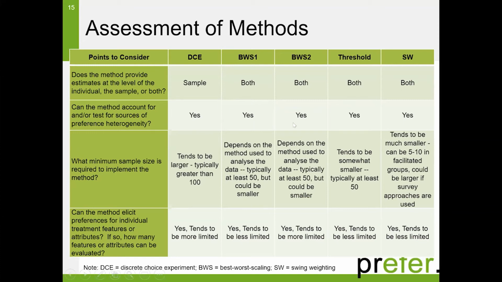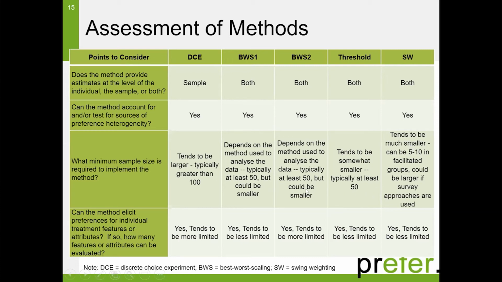All 5 methods can be used to address preference heterogeneity, but they differ in the ways in which it is addressed. Sample size is a difficult subject because the required sample size depends on more than just the method. So the assessment for each method is somewhat vague. In general, however, DCEs require the largest sample sizes, and swing weighting probably requires the smallest sample size.